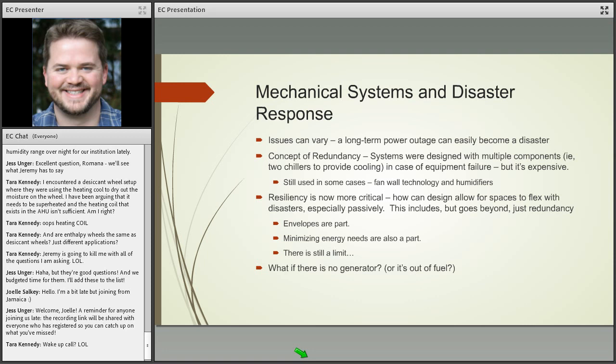But really, instead of redundancy, what we're talking about more now through the design community is resiliency, which is a concept both in mechanical and engineering design, but also in terms of architectural design.